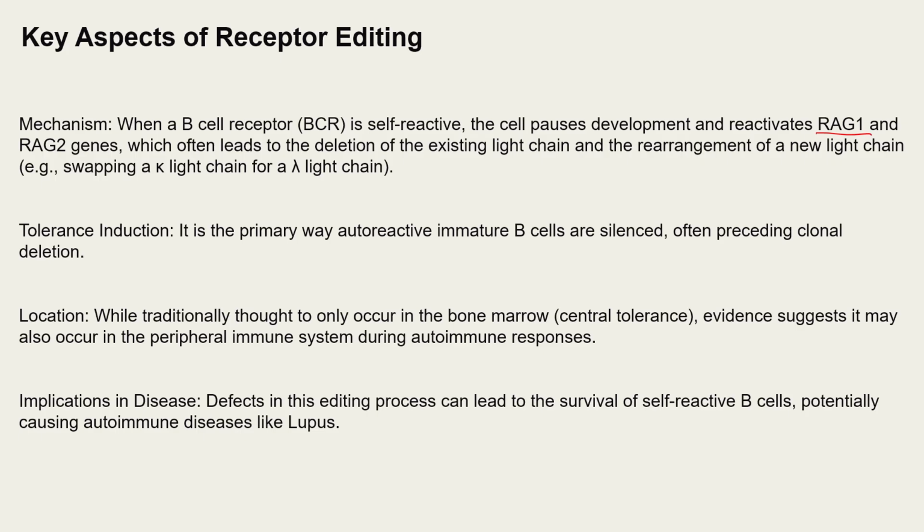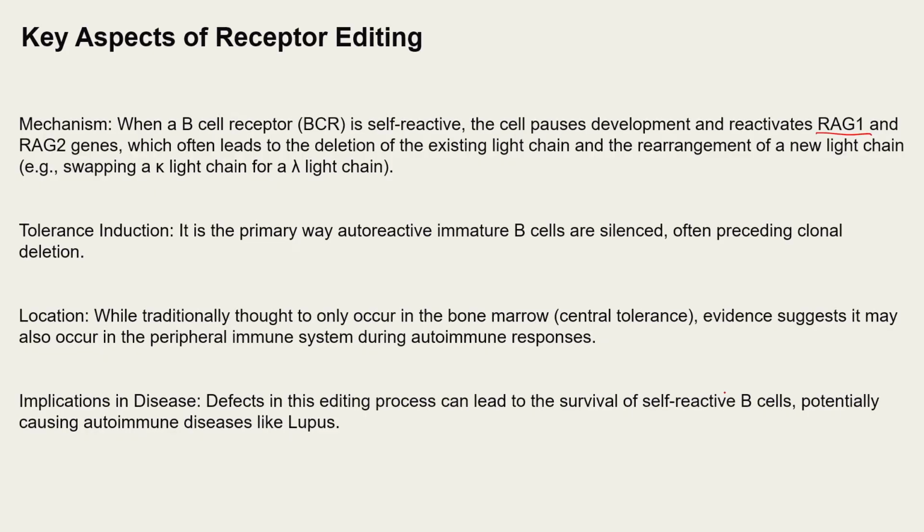So this often leads to the deletion of an existing light chain. What does it mean? Probably the kappa chain can be converted into lambda, or vice versa. In order to change the receptor specificity, the light chain rearrangement happens, and because of the change in the receptor biology, we can see that light chains are produced differently. Again, this is primarily the way that autoreactive cells get eliminated. So these are silenced because of the process of receptor editing.